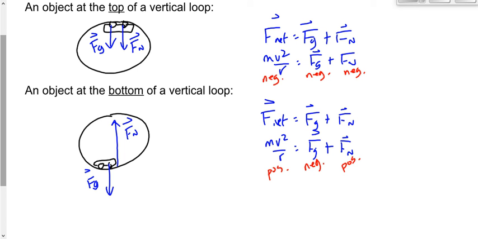Now, I told you we were going to analyze these two situations because they're the extremes. It is possible to analyze this situation.